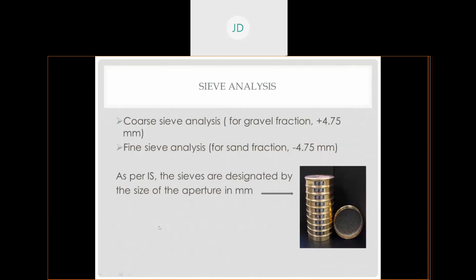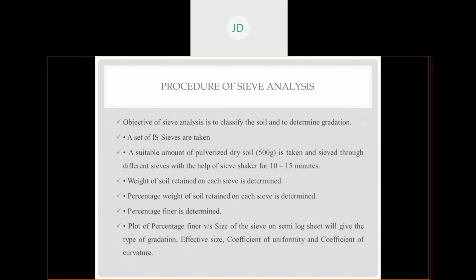Let me give you a simple procedure of sieve analysis, how to do sieve analysis. Here you can see a simple detailed procedure. First of all, it is written here that the objective of sieve analysis is to classify the soil and determine gradation. As already discussed, we need to find out the grade of soil, whether it is well graded or poorly graded. The main objective of sieve analysis is to find out the grade of soil.